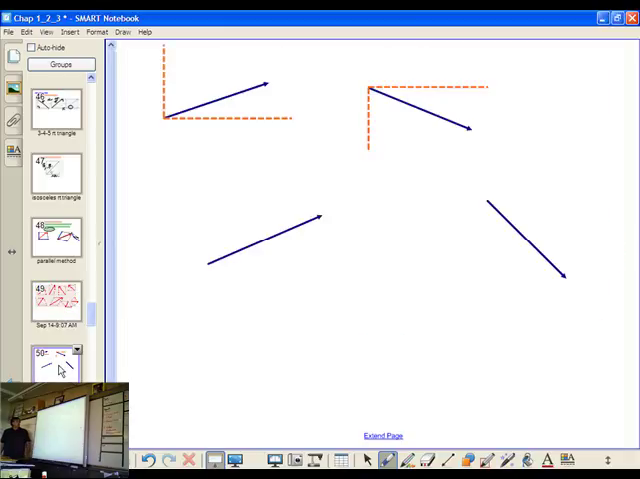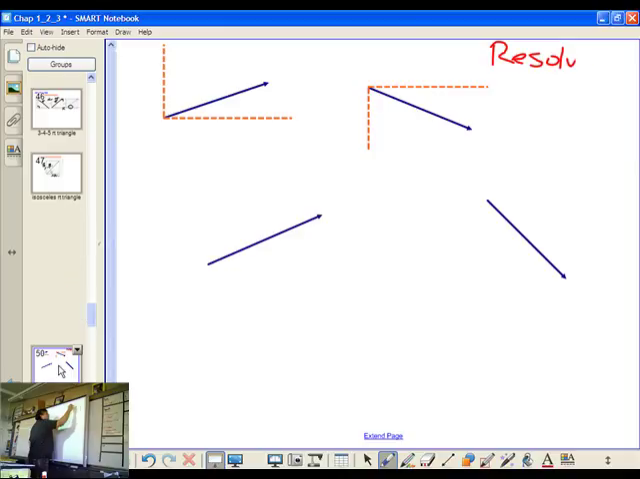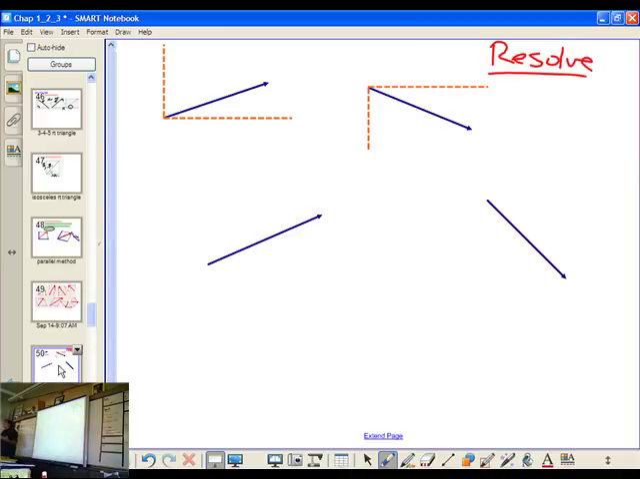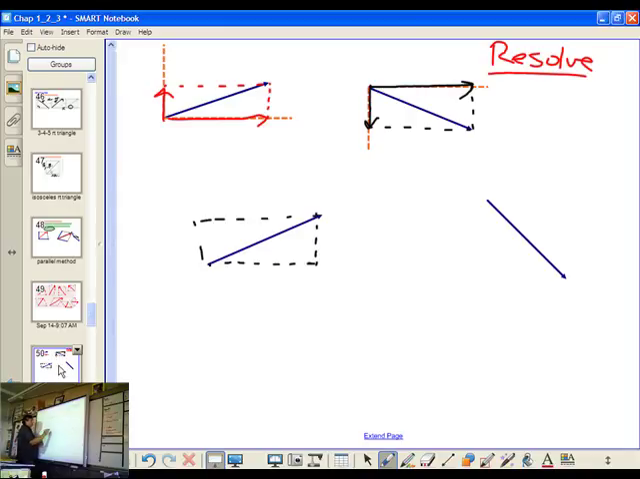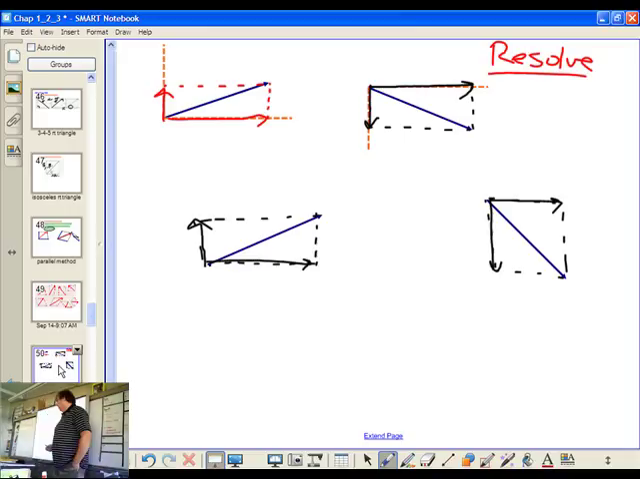The other part is to resolve. This is resolving. Now this is breaking up that vector into its components. This is a little easier because it's always rectangles. We always construct a rectangle around it. There's my horizontal, there's my vertical, and we construct that rectangle. So you're always building a rectangle. Remember, the vector is the diagonal of the rectangle, which makes it a little easier. So horizontal and vertical components. This is resolving, and that's the bottom part. Everybody resolve those vectors on the bottom part, please.